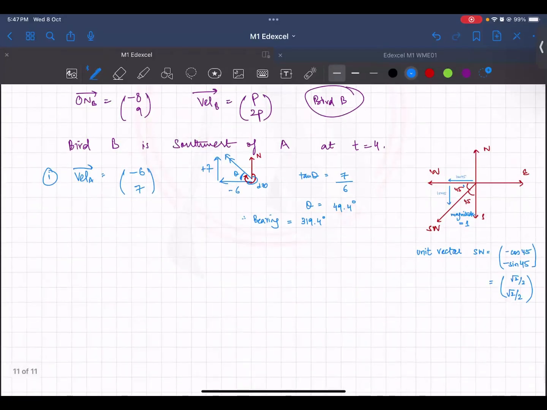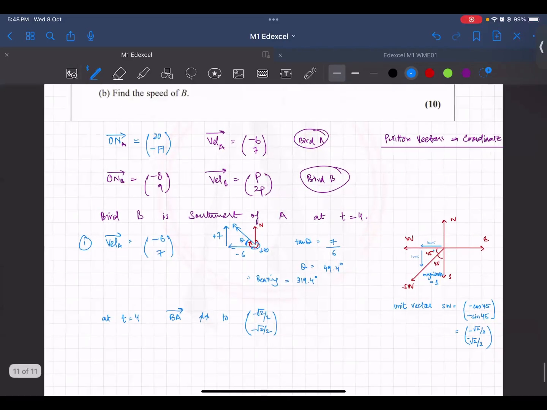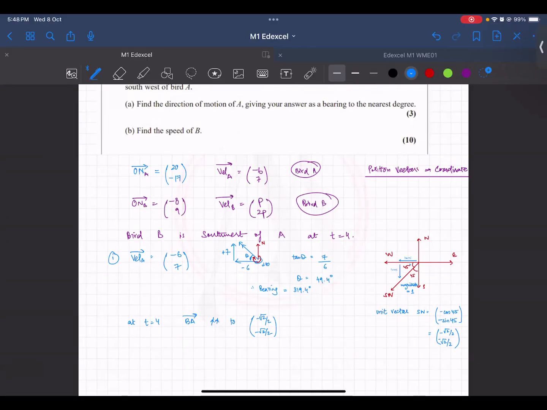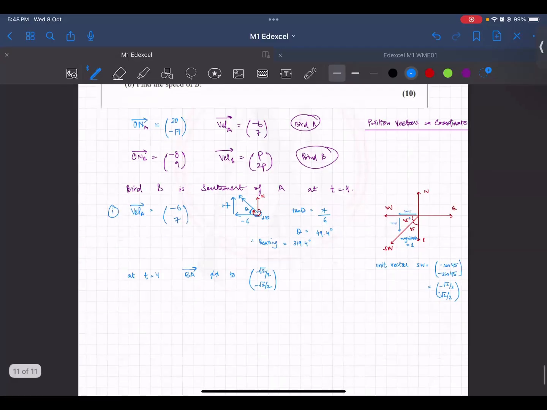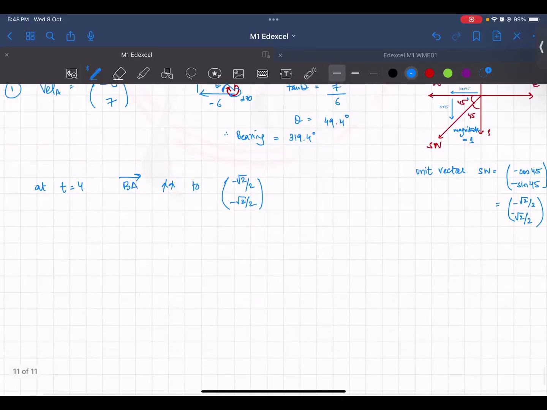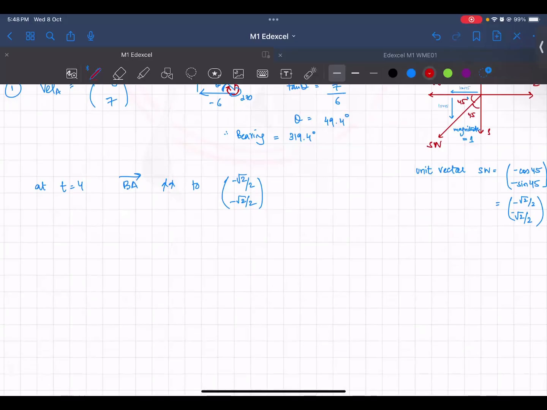the vector BA, you can say, at time 4, will be parallel to this vector, and it is negative, because they have given you the direction, telling us that bird B is southwest of A. Very different from all of the previous questions. Everything is combined now, unit vector, and this is a very good example to connect everything together. So this means, when two vectors are parallel, they are scalar multiples of each other.